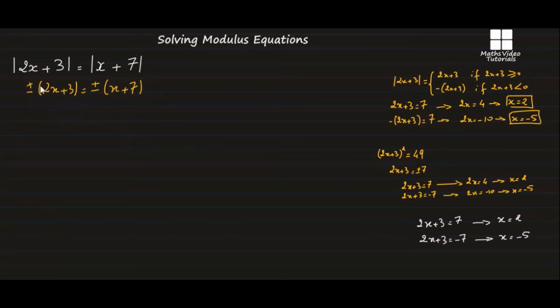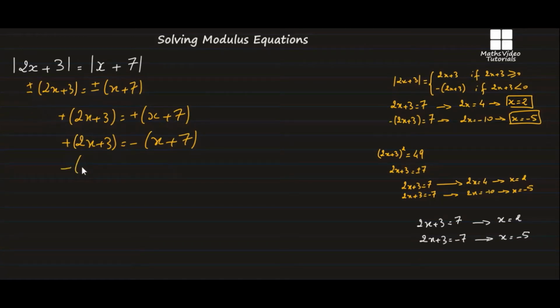So it could be positive with a positive. So it could be plus 2x plus 3 equal just a positive of the right hand side. Or we could take the positive left hand side with the negative right hand side. So that's plus 2x plus 3 equal negative x plus 7. Now we could also have a negative from the left combined with a positive on the right. Negative 2x plus 3 and equal the positive on the right hand side. Or finally it could be negative and negative.